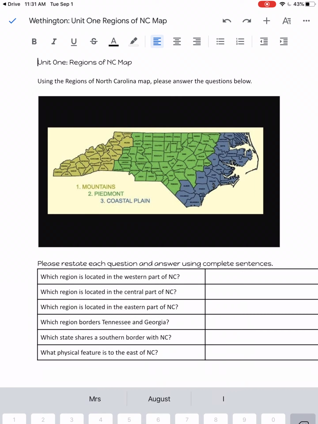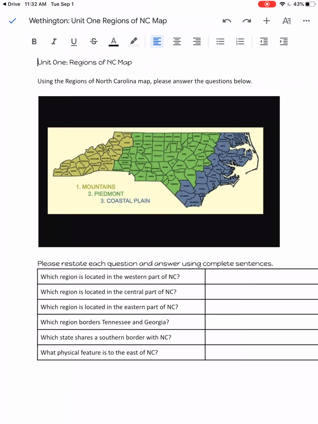So down here, which region is located in the central part of North Carolina? You can see here in the middle, the green, that's the Piedmont. The Piedmont is known for its rolling hills. If you look here at the map, and if you're driving on 70 going west, you'll start to notice the hills when you get around Johnston County, a little bit. By the time you hit Durham, Chapel Hill, the hills are very prevalent. It's definitely an elevation change.